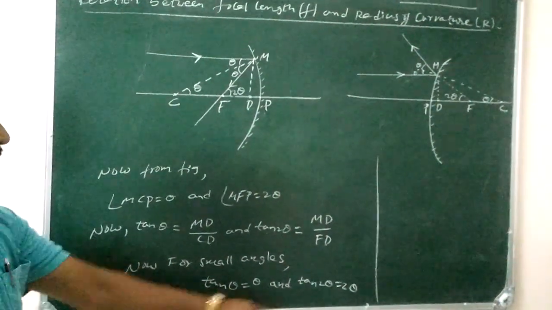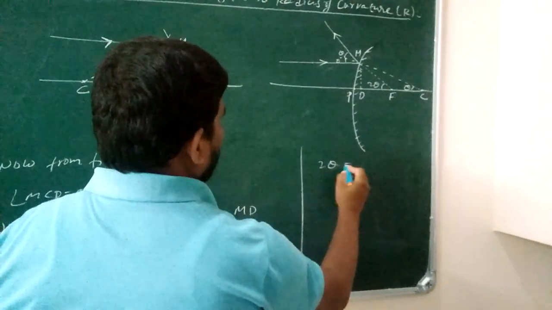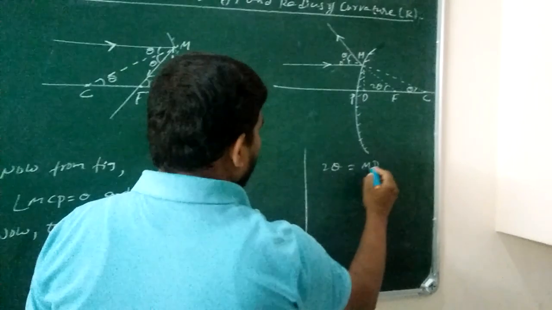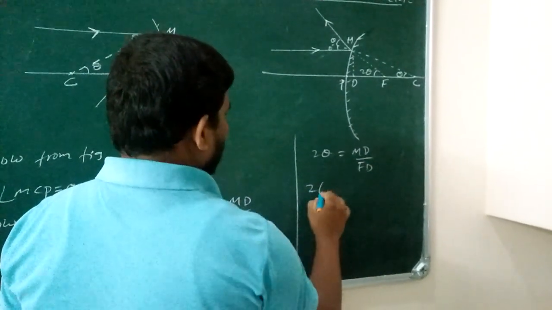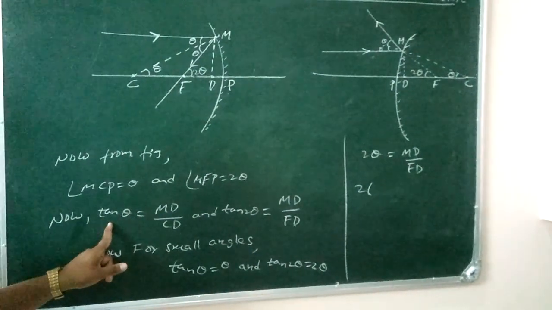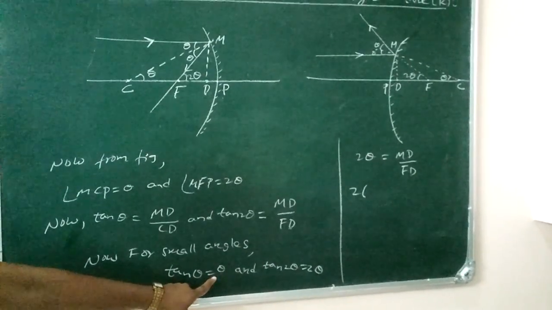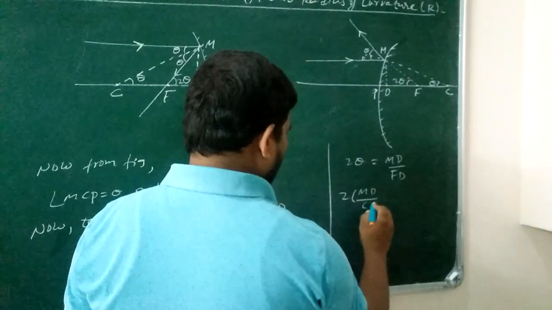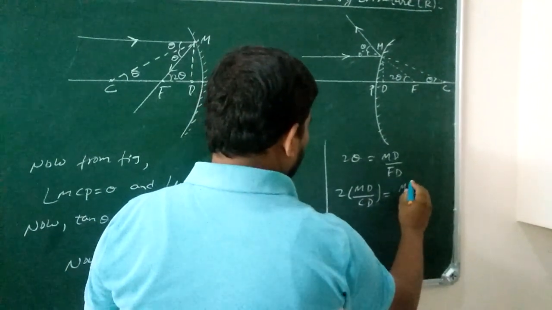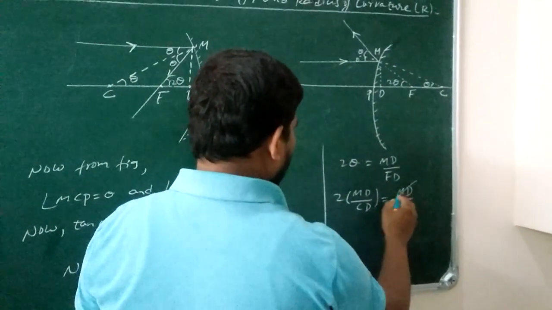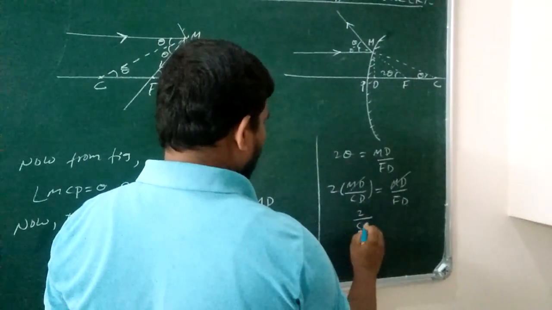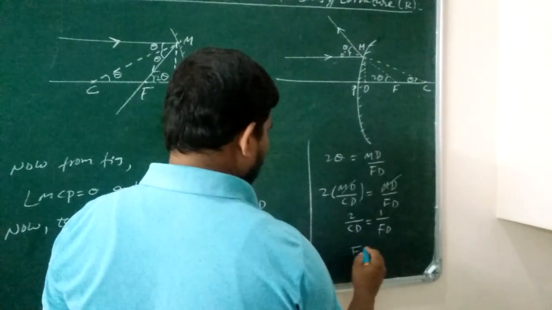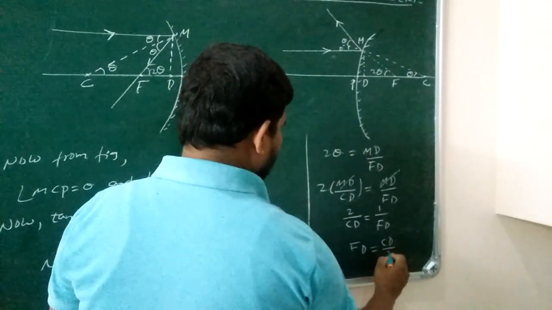Now we take 2 theta. What is 2 theta here? Tan 2 theta is MD by FD. Here theta means tan theta, which is equal to theta. Therefore tan theta equal to MD by CD we write here, which is equal to MD by FD. MD gets cancelled. We get 2 by CD is equal to 1 by FD. From that, FD is equal to CD by 2.